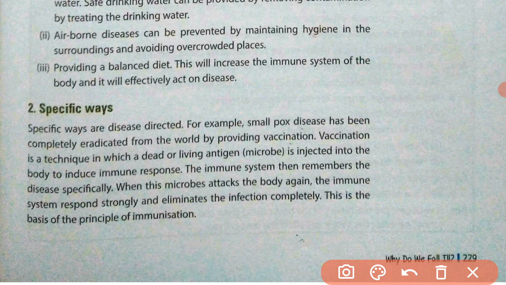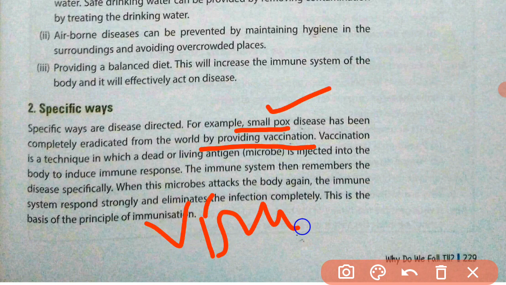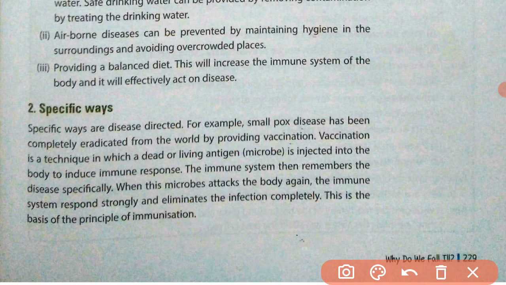In specific ways, we focus on a disease, and on the basis of the transmission of that disease, we use methods to save ourselves. For example, smallpox has been completely eradicated from the world by providing vaccination. As you know, smallpox is caused by a virus, and by using vaccination against this virus, we have eradicated smallpox from the world. Specifically, we have used vaccines to save ourselves from chickenpox.